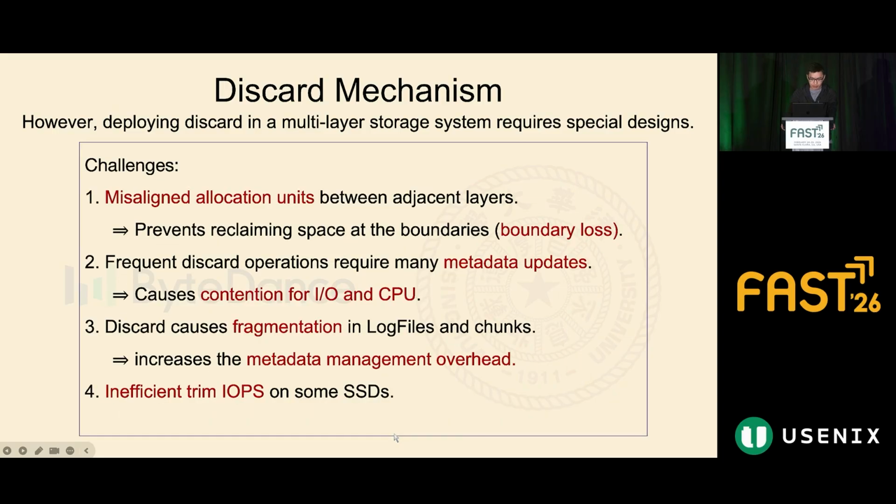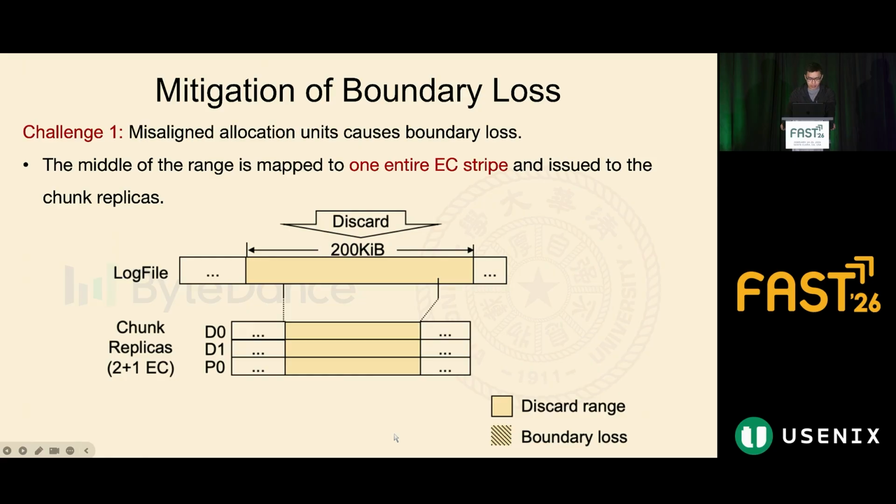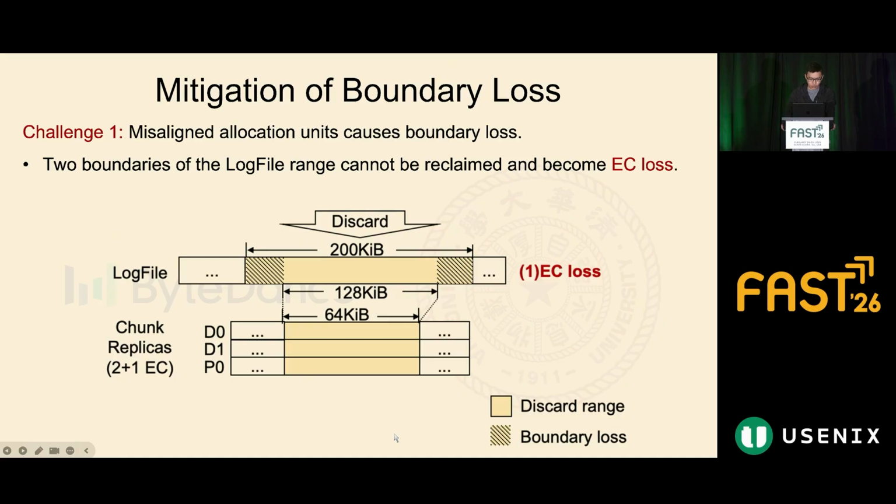There are many challenges to implement discard in a multi-layered storage system. The first challenge is boundary loss. In this example, the block server uses a 2+1 EC to store data in the log file. If we were to discard a 200 kilobyte range in a log file, the middle of the range is mapped to one entire EC stripe and issued to the trunk replicas. The two boundaries of the log file range cannot be reclaimed and become EC loss.